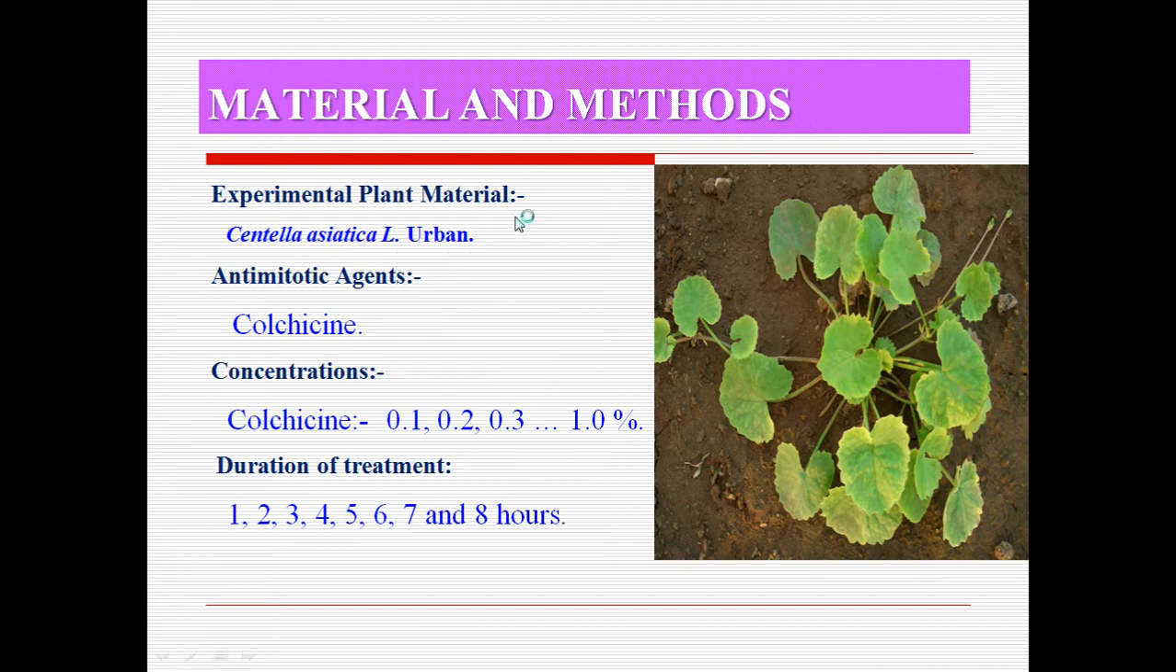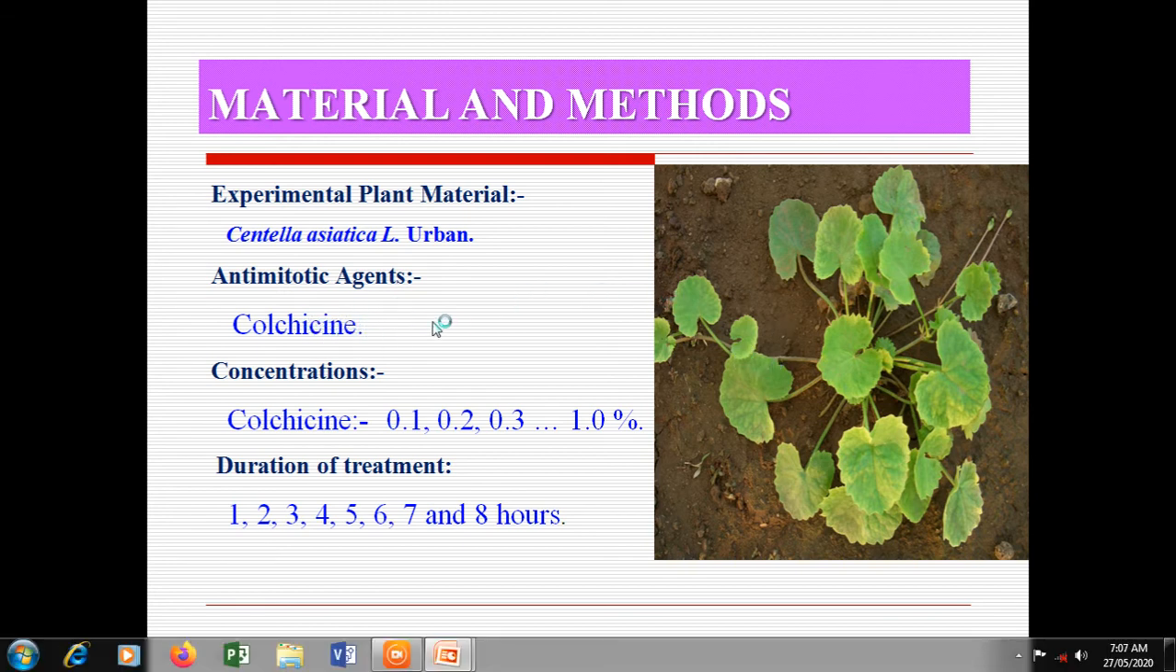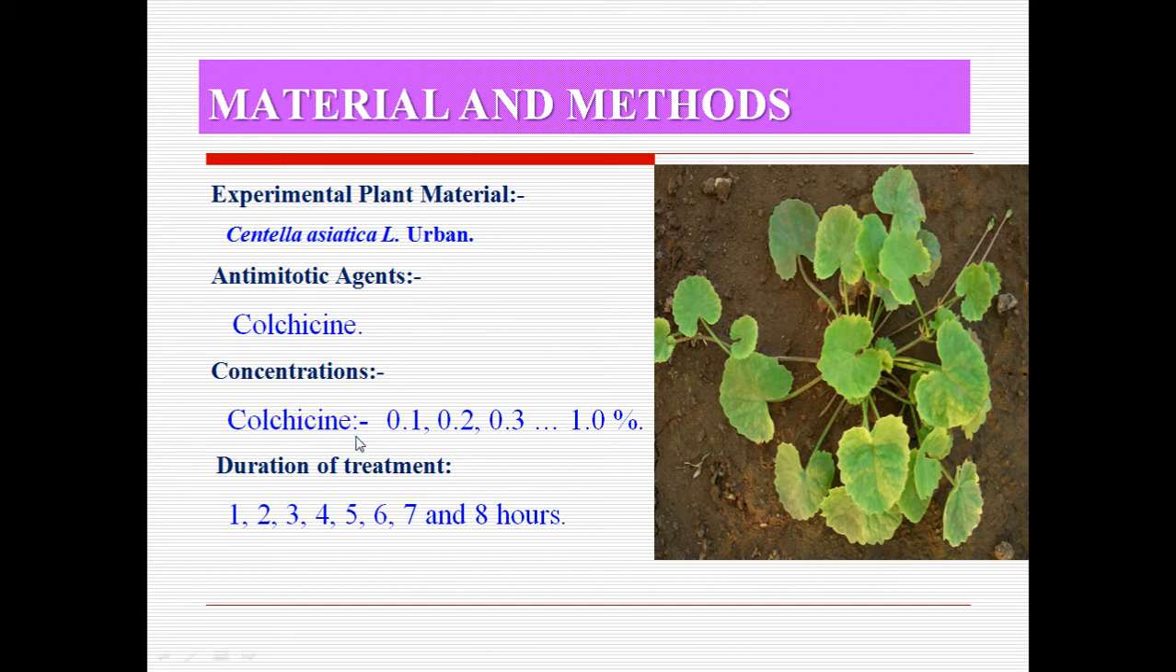Centella asiatica is used as the experimental plant material. This is the experimental plant material, and colchicine is used as an antimitotic agent for the induction of polyploidy. Colchicine was used at different concentrations and different durations, that means 0.1% to 1% and 1 hour to 8 hours.